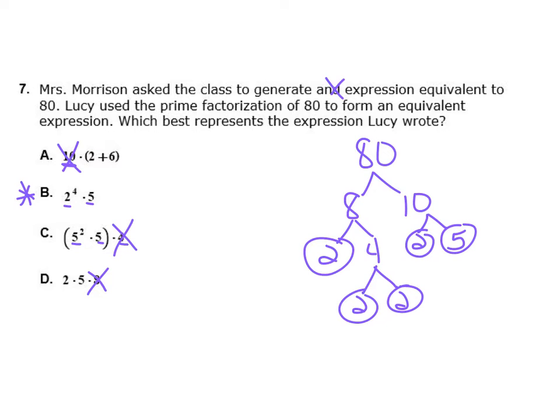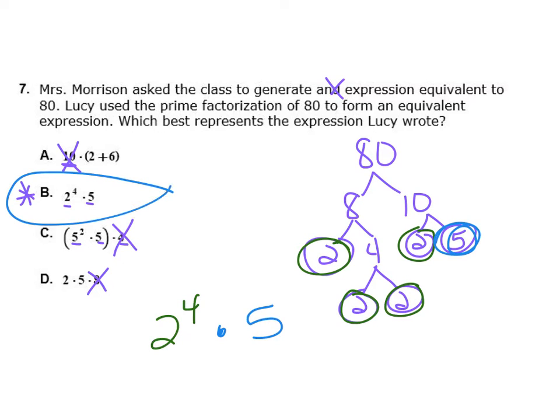So I'm going to look at my factors. You have 2, 2, 2, and 2. That's 4, so that's 2 to the 4th power. And then there's a 5. So if you look at B, 2 to the 4th power times 5, then yes, that's my answer.